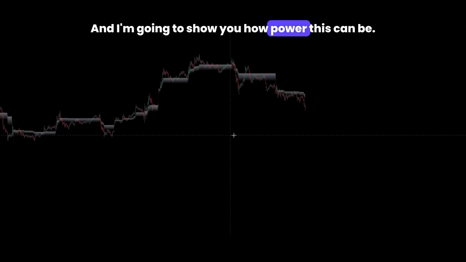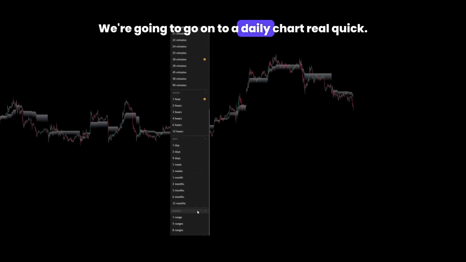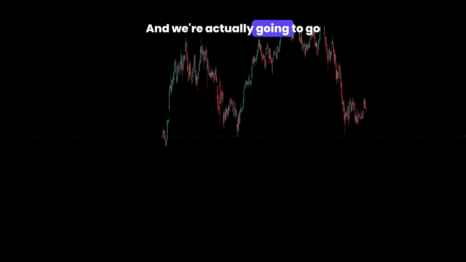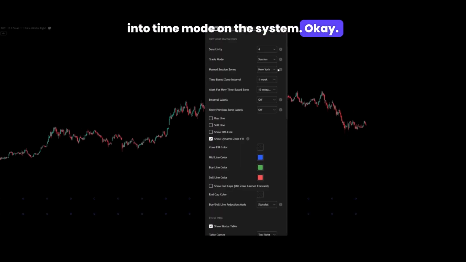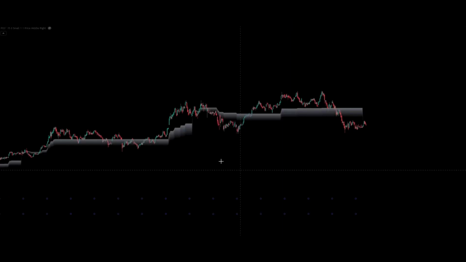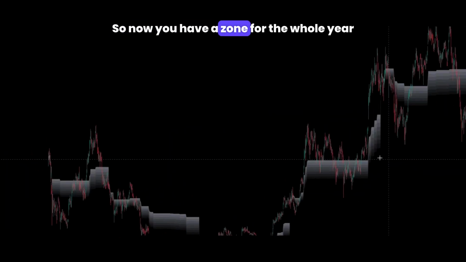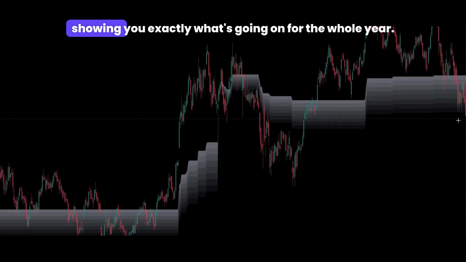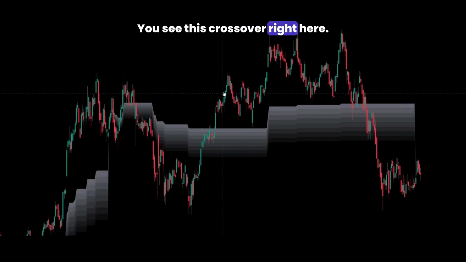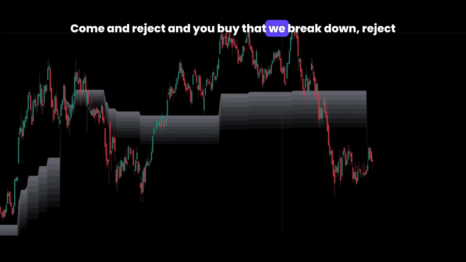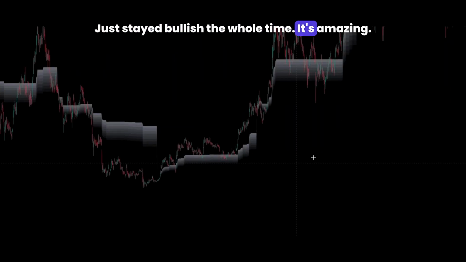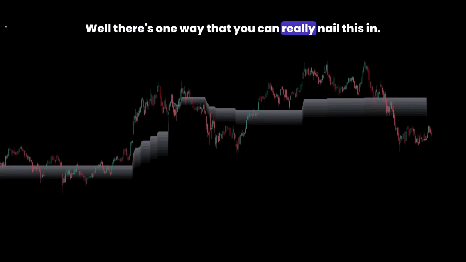And I'm going to show you how powerful this can be. We're going to go onto a daily chart real quick, not range. I'm sorry, daily candle. There it is. And we're actually going to go into time mode on the system. Okay, and we're going to select 12 months. So now you have a zone for the whole year, showing you exactly what's going on for the whole year. You see this crossover right here, come and reject, and you buy that. We break down, reject that, and then you can get into this year right here, just stayed bullish the whole time. It's amazing.